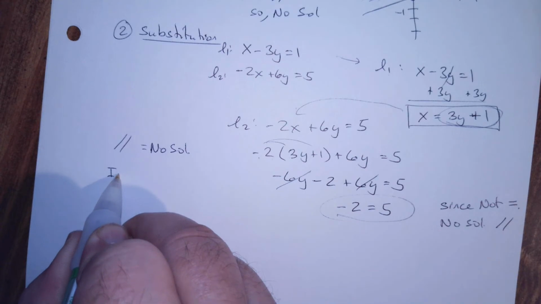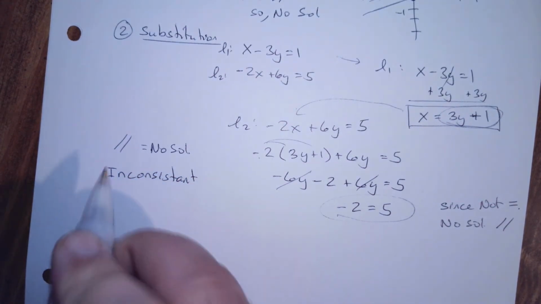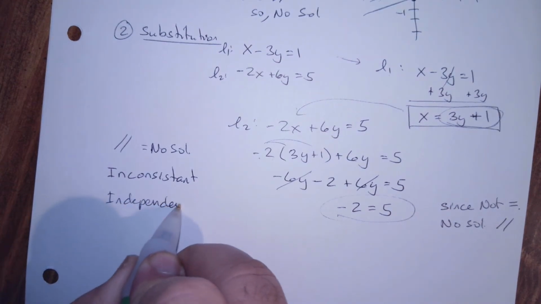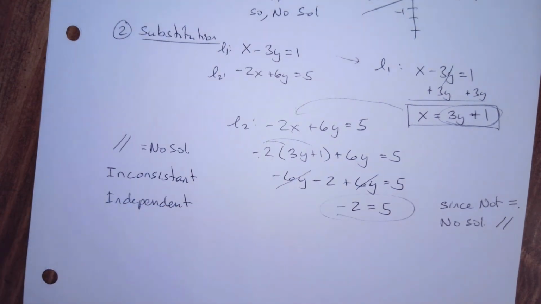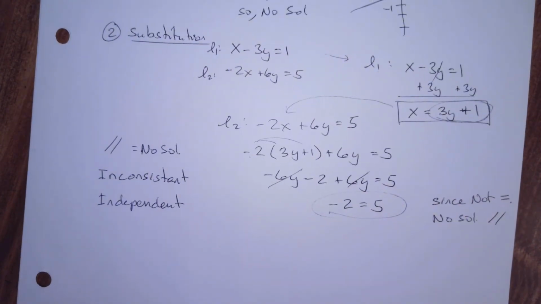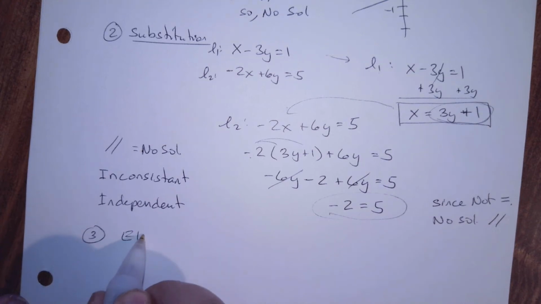We call that inconsistent and independent. It's inconsistent because there's no solution. Independent, it's not equal to each other. So let's look at the elimination method.